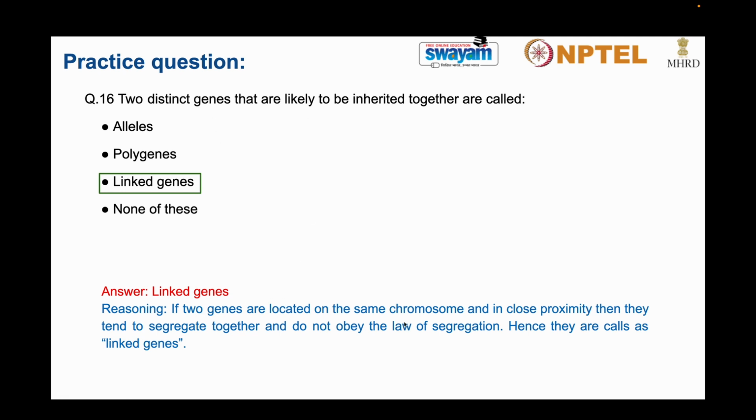So if two genes are located on the same chromosome and in close proximity, then they tend to segregate together and do not obey the law of segregation. Hence they are called linked genes.